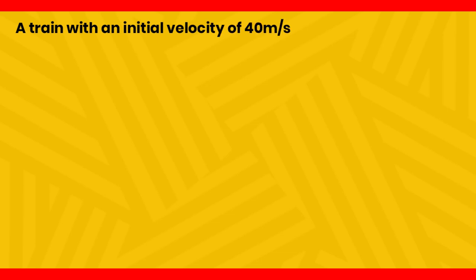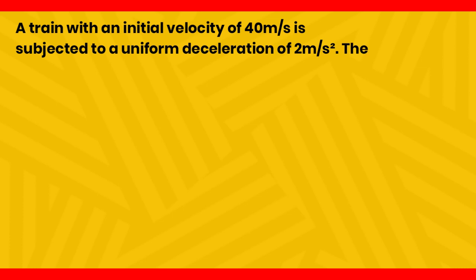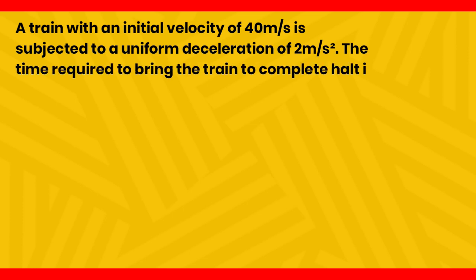Try this one. A train with an initial velocity of 40 meter per second is subjected to a uniform deceleration of 2 meter per second square. The time required to bring the train to complete halt is... You can pause this video and try solving it, then play it back to check if you are correct.